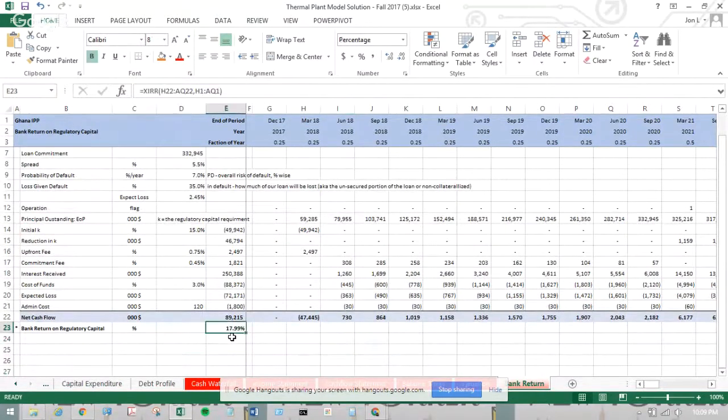So really, that's what banks do. They can invest in project finance, and then there's a regulatory cost, and then there's interest income. Or they can invest in municipal bonds, which have a lower return but lower regulatory costs. So you'll have this different bank return on regulatory capital across different lines of the business of the bank. So that's how banks kind of do it.